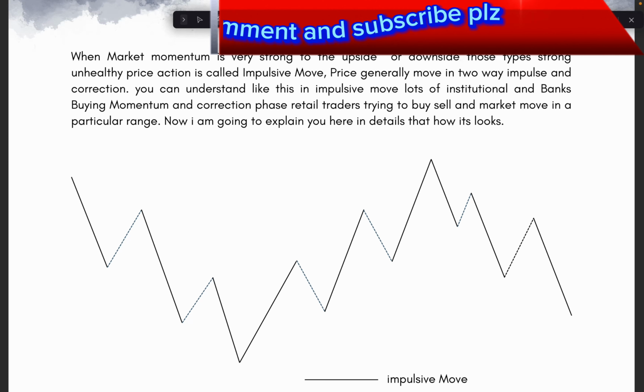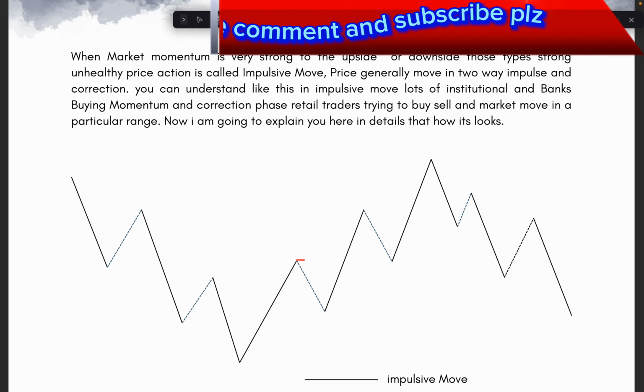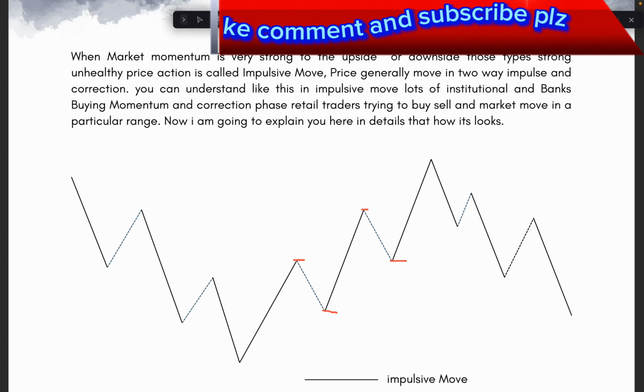Bullish market is also called impulsive. In the bullish market, the market makes the impulsive move. You can see here, the market first goes up and makes this higher high, then comes down and makes this higher low, and again the market makes a higher high and this level higher low, and all these moves are called the impulsive move. In the bullish market, this move is called the impulsive move.